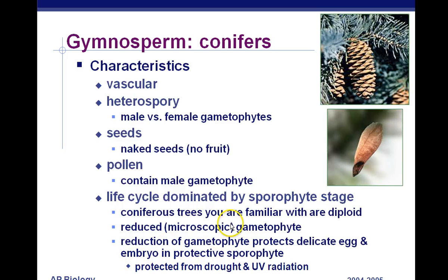You should be familiar with why the reduction of the gametophyte occurred. Let's go and write down this bottom part here. Reduction of the gametophyte protects the delicate egg and embryo in the protective sporophyte. So this cone is sporophyte, but within it are the gametophyte. Protection from drought and ultraviolet radiation. Make sure you have that in your notes right there.